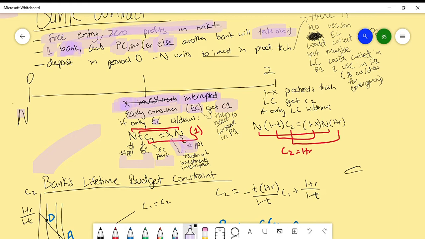But you just have to match up each of the letters, where you can get N to N on this side, and then we get T to x, because t is the percentage of early consumers, and x is the percentage of investments that are stopped. If only early consumers are the ones that withdraw, so if only early consumers are the ones that stop the projects, then t has to equal x, right?